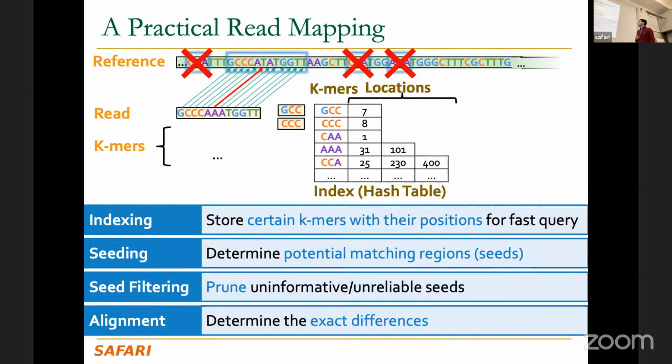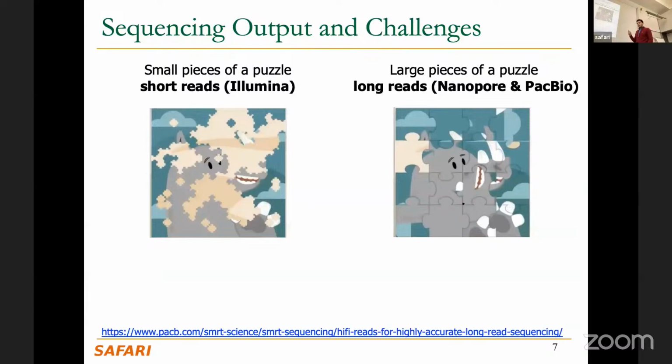And then comes the alignment part, which tells you the exact differences between a read and its corresponding position in the reference genome. The accuracy and the speed of read mapping are also mainly affected by the output that you get from a sequencing machine, because each sequencing machine generates different types of output.